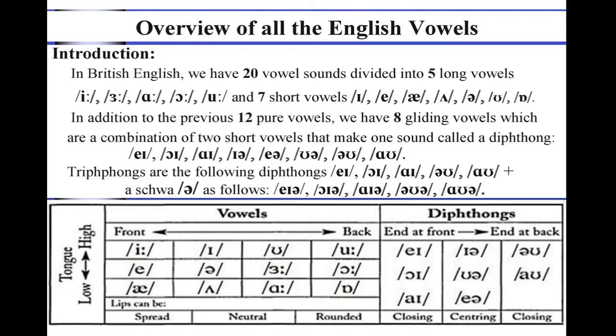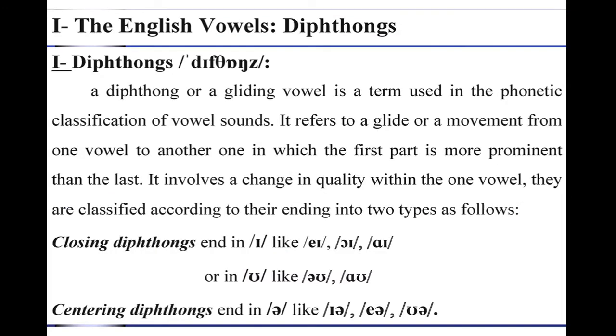A diphthong or a gliding vowel is a term used in the phonetic classification of vowel sounds. It refers to a glide or a movement from one vowel to another, one in which the first part is more prominent than the last. It involves a change in quality within the one vowel.